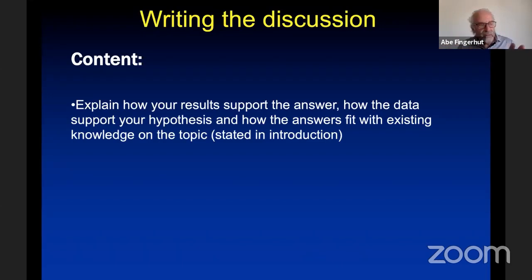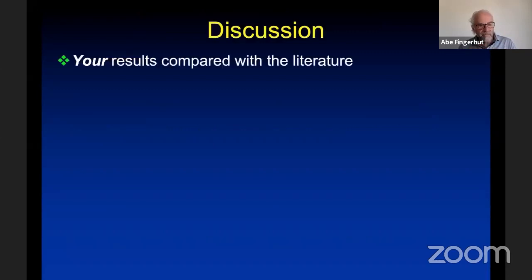It's not a review of the literature. It's not repetition of results other than saying how those results support your hypothesis or fit into the existing world of knowledge on that topic. So you're going to compare your results with the literature.